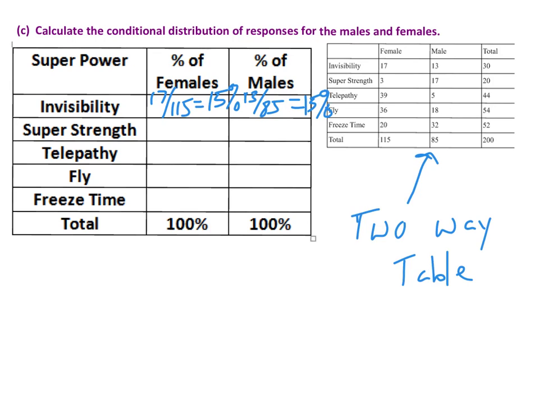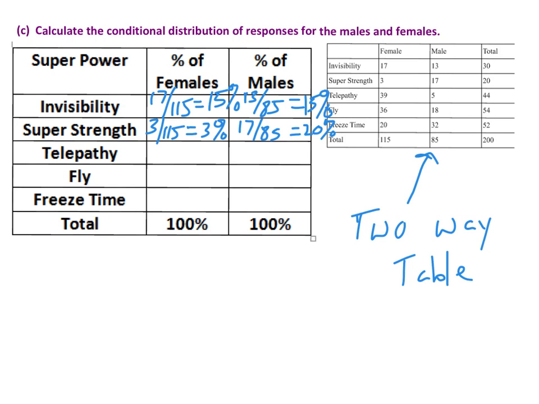Of the 115 females that were surveyed, only 3 said they would prefer super strength. So some did, just not a lot. That would round to 3% to the nearest whole. Whereas with the males, 17 out of 85, that's about 20%. Okay, so there's one where you do the comparison.